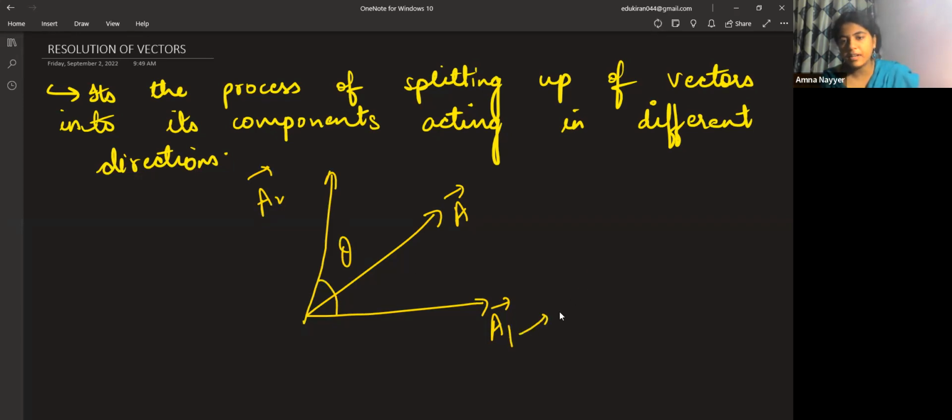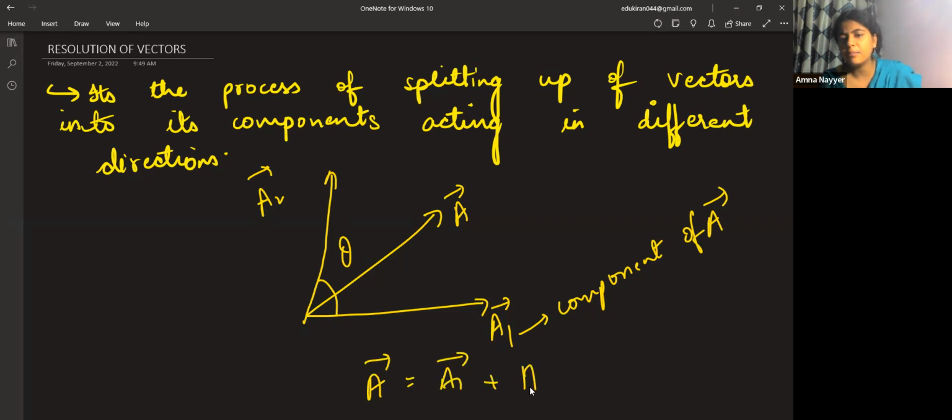This is A1, a component of vector A. These are regular components. If I want to get my vector A back, I will add A1 plus A2 and I'll get A back. Now, in our class 11th and 12th syllabus, we do not have random splitting of vectors. Resolution of vectors means you are splitting the vector into its components.